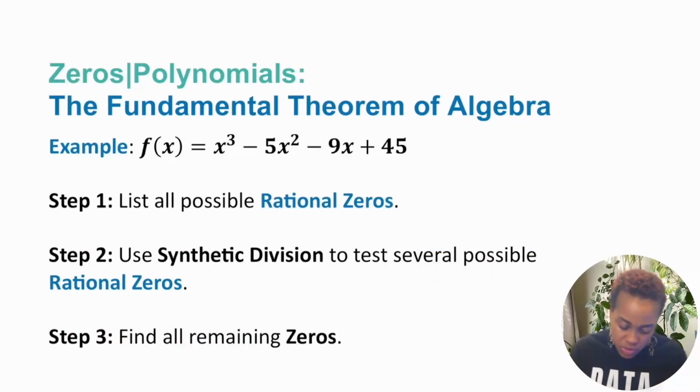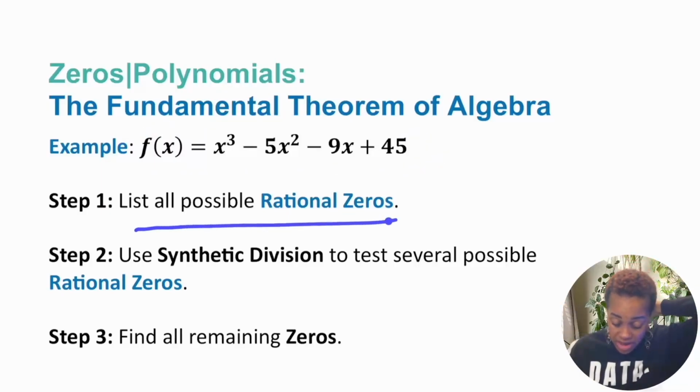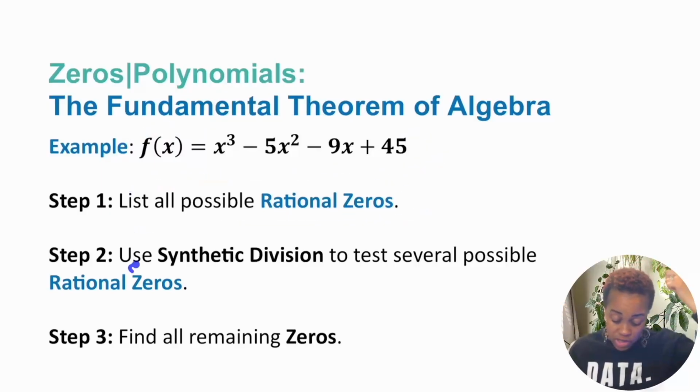So let's do this one. We're going to just go through the steps. We're going to list all the possible rational zeros. We're going to use synthetic division to test to see which one we have, and then we're going to find all the remaining ones. Now, I promise you we're not going to go through 12 of them, okay? I won't do that to you. We're just going to go through a couple, just so you can see from start to finish how it works.